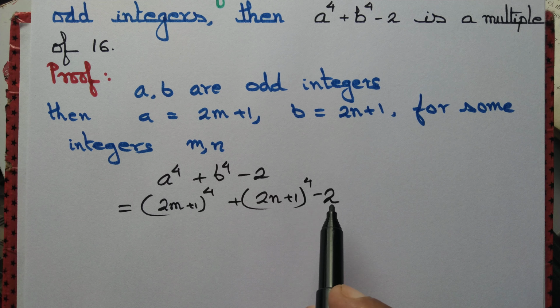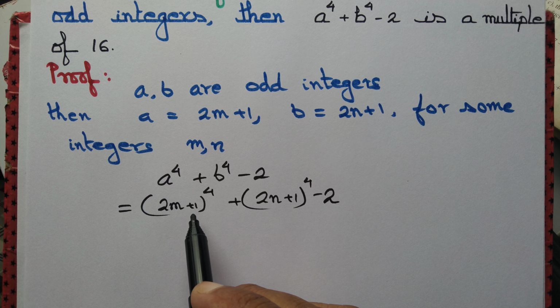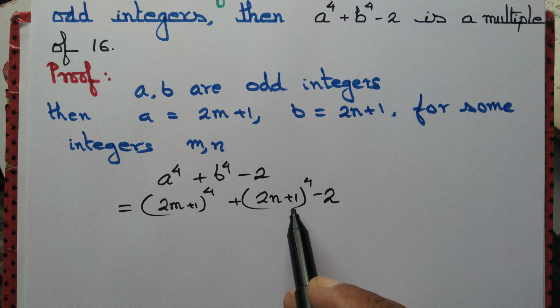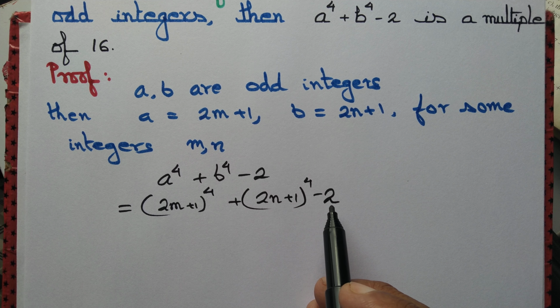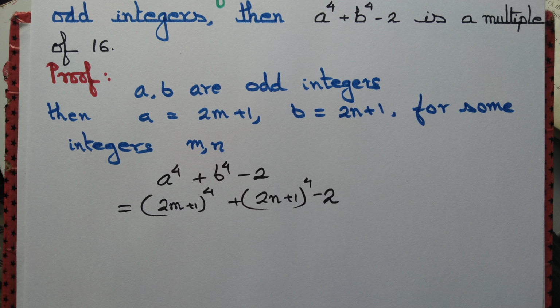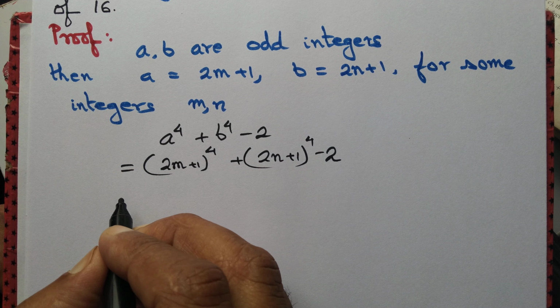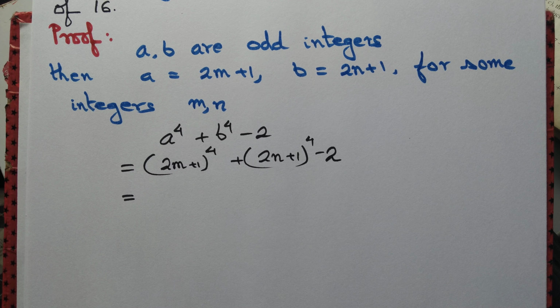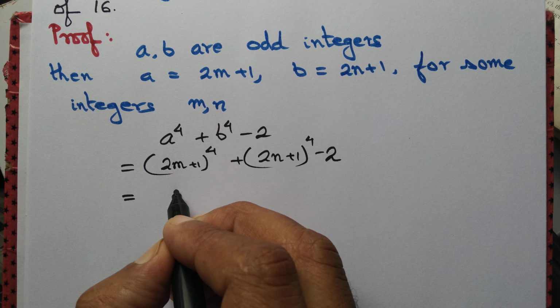Somehow we want to show that this expression is a multiple of 16. Observe that if I expand, then I can get 1 as the constant term, and 1 plus 1 is 2, 2 minus 2 will get cancelled, and maybe we can get this expression to be a multiple of 16. However, we'll not do that. We'll assume that students are not aware of the binomial expansion. We will do it without applying binomial expansion.